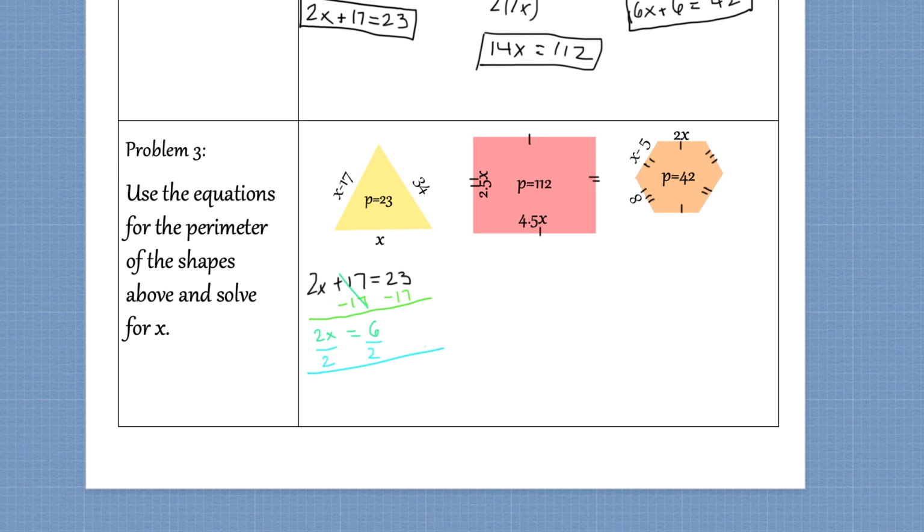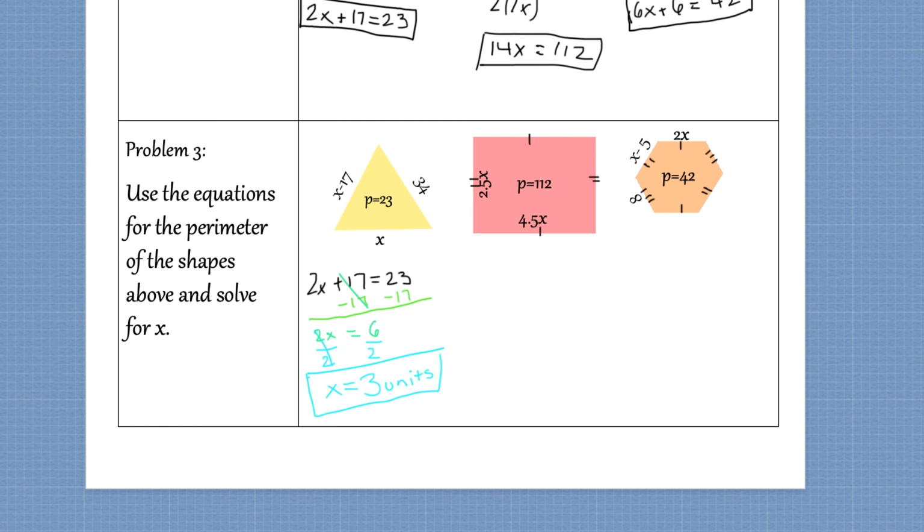And so 2x divided by 2 leaves us with just x, which is equal to 6 divided by 2, which is 3. Since there are no units specified anywhere for this, we're just going to say x is equal to 3 units. And this is going to be our final answer.